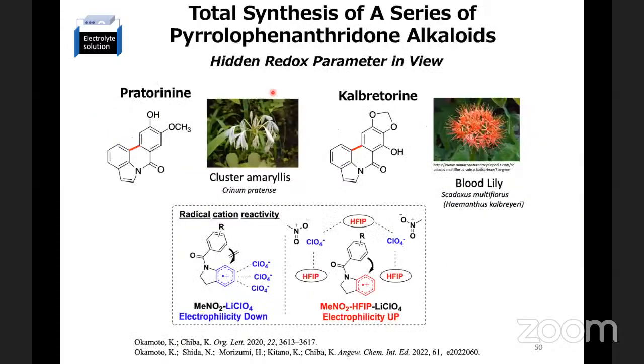The electrolytic reaction system using HFIP as a solvent has been pioneered by Siegfried and Dr. Walter Vogel, and we believe that it has some similarities to lithium perchlorate-nitromethane solutions. In our case, the addition of a small amount of HFIP to the electrolyte solution may lead to further enhancement of electrolyte functionality. We have also applied HFIP to the synthesis of pyrrolophenanthridone alkaloids, as shown here. In this case, we recently found that both the acidity of the electrolyte solution and the oxidation potential gap between the aromatic moieties are key factors for the completion of intermolecular bond formation.